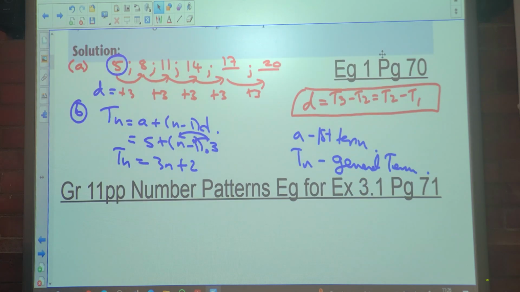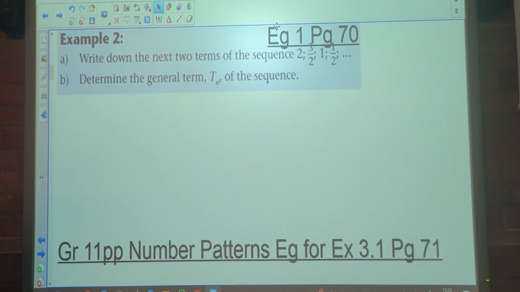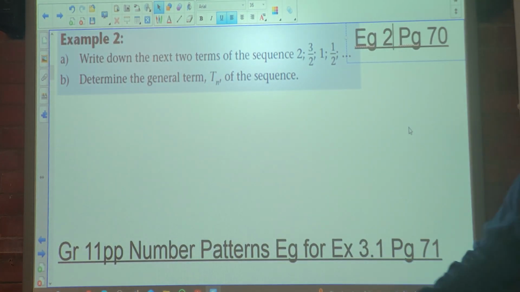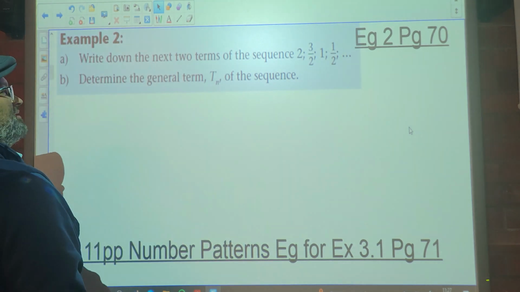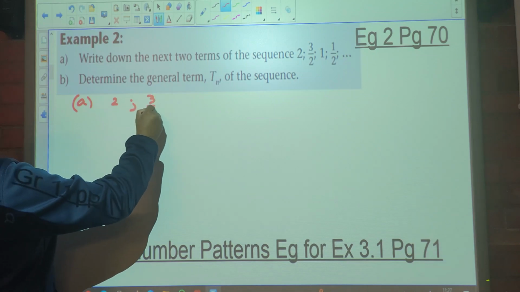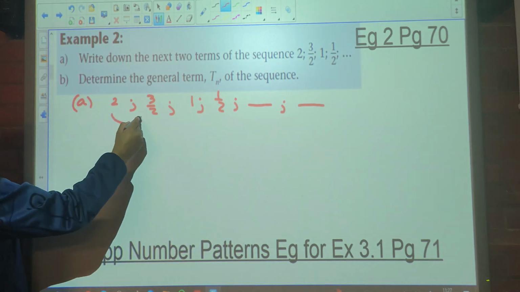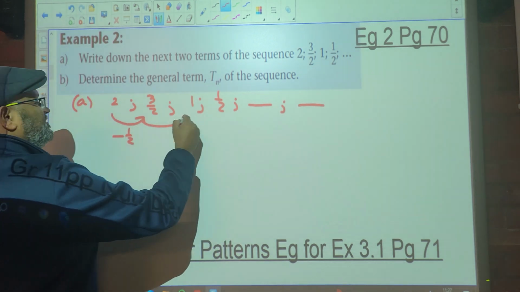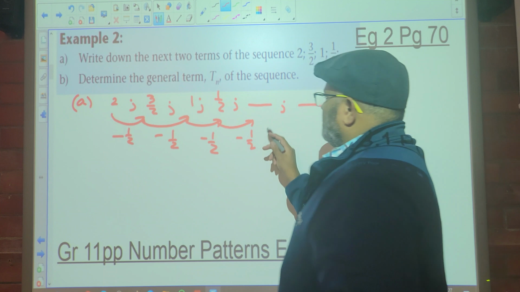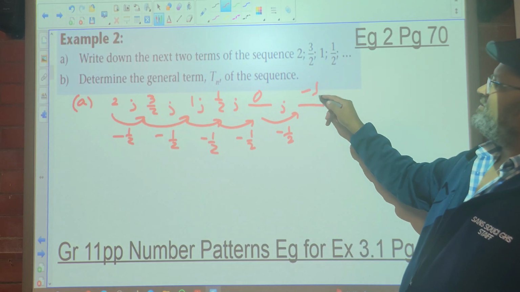Alright, let's carry on. Example 2, which is on the same page. The question says write down the next two terms of the sequence. So we've got the sequence 2, 3 over 2, 1 half. We ask ourselves, how do you move from one term to the next? You're subtracting a half. So if I carry on with this pattern, what will half minus half be? 0. Minus half, negative half.